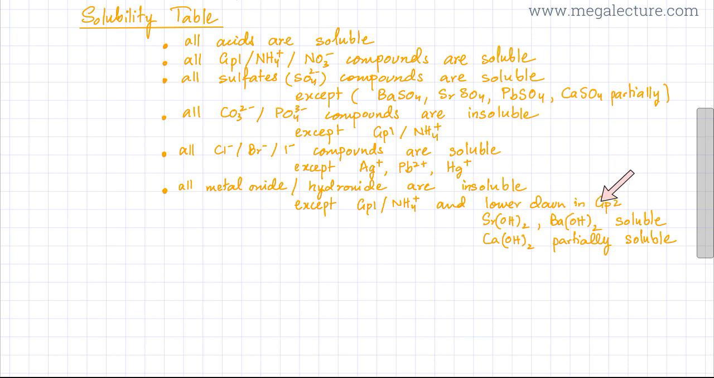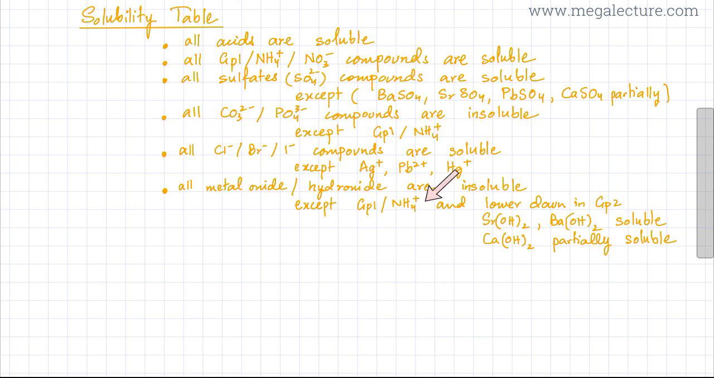Lower down in group 2, the solubility of oxides increases. So group 2, the strontium hydroxide, barium hydroxide are right at the bottom. Because they are right at the bottom, their solubility is much higher. They are very soluble. Calcium hydroxide is partially soluble. Magnesium hydroxide, which is right at the top of group 2, that's insoluble.